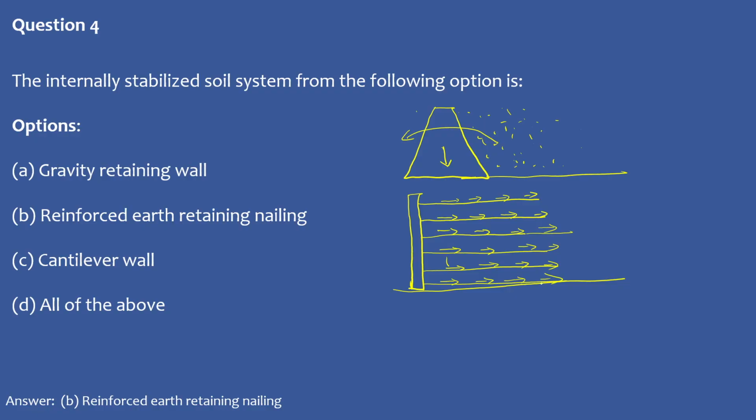These shear tractions basically provided the required shear resistance forces, which helps in resisting the overturning of the wall. So this is the gravity retaining wall. This is reinforced earth retaining nailing.